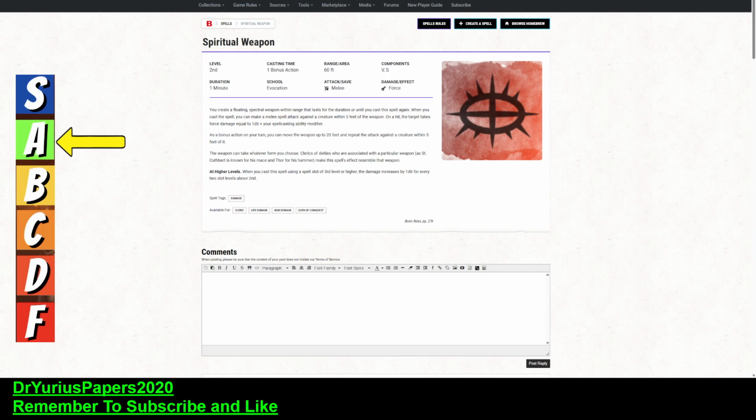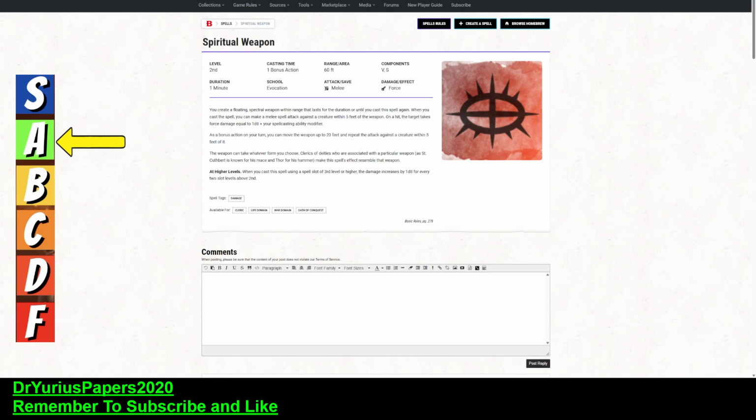Now you can upcast this. When you upcast this, it does a d8 of damage for every two levels above two. Now, two levels, not every level, every two levels above two, slots above two. So at fourth level, it does 2d8 plus your spellcasting modifier. At sixth level, it does 3d8. At eighth level, it does 4d8. But remember, it's a bonus action to use it, and it's doing that every single turn.